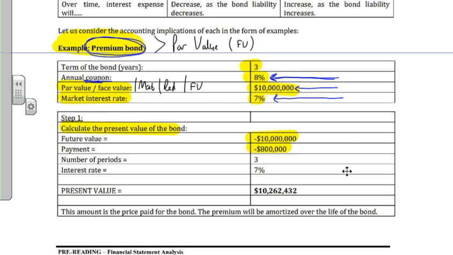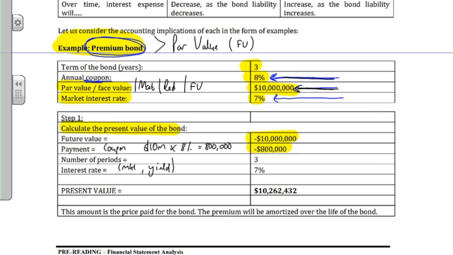Payment, minus 800,000. Why minus 800,000? Because remember, the payment is equal to the coupon. What's the coupon? The coupon is always par value of $10 million, I got that from here, times the amount of the coupon, 8%. There's my 800,000. Is everybody happy with that? Period 3, interest rate. Whenever I put interest rate into my calculator, I always use the market rate, or what we call the yield, and that's 7%. Put that into your calculator, and what does that give me, guys?